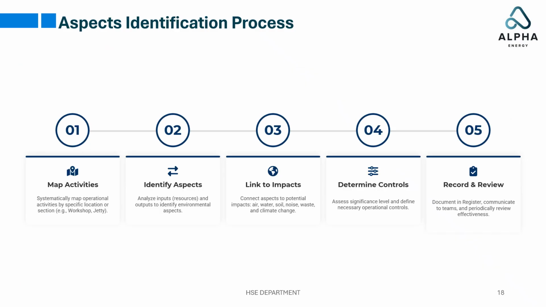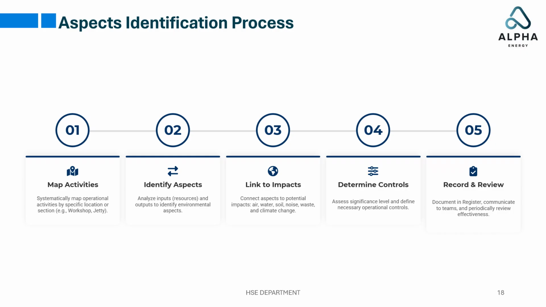The aspects identification process follows a structured 5-step approach to systematically identify and manage environmental aspects across operations. The first step is mapping activities, where operational activities are identified and categorized by specific locations or sections such as workshops, jetties, or yards. The second step is identifying aspects, which involves analyzing inputs and outputs such as resources used, emissions generated, and waste produced to determine potential environmental aspects.